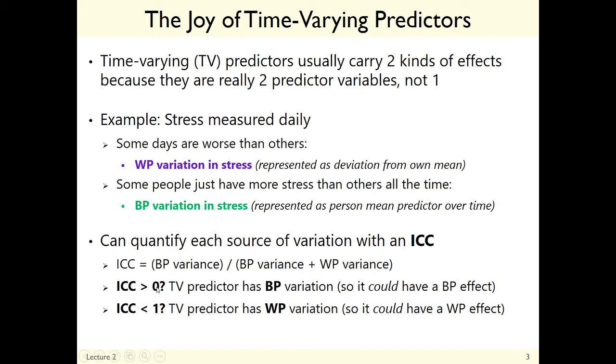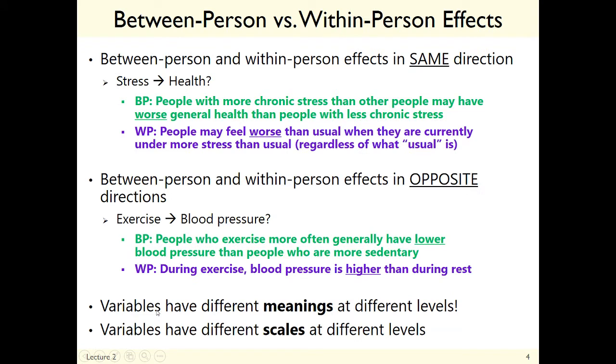To the extent that the intra-class correlation is greater than 0, it has at least some between level 2 variance, and that level 2 variance needs its own effect. To the extent that the intra-class correlation is less than 1, it has some within variance, and that within variance needs its own effect too. So these effects may be in the same direction.